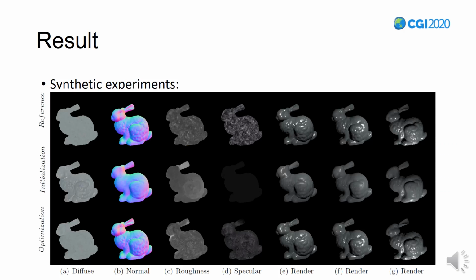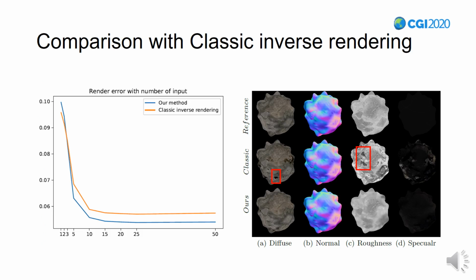And these are examples of bunnies. We can see that our method can recover bunny normals with more details, and we can distinguish diffuse and specular effects clearly. We also compare our method with classical inverse rendering, that is, directly optimizing all variables. We can see that our method outperforms classical inverse rendering, and the classical inverse rendering method mainly has some artifacts in both the diffuse and specular coefficient maps.